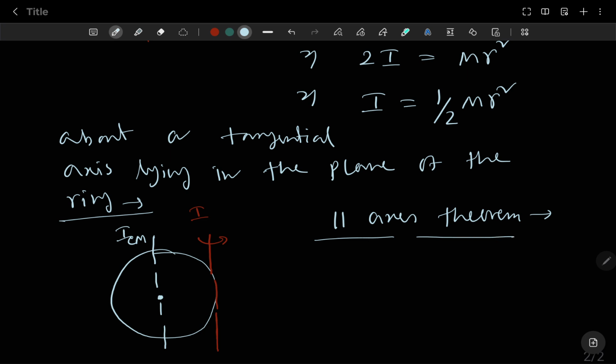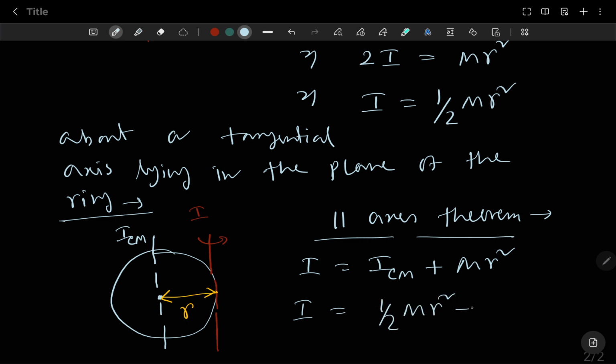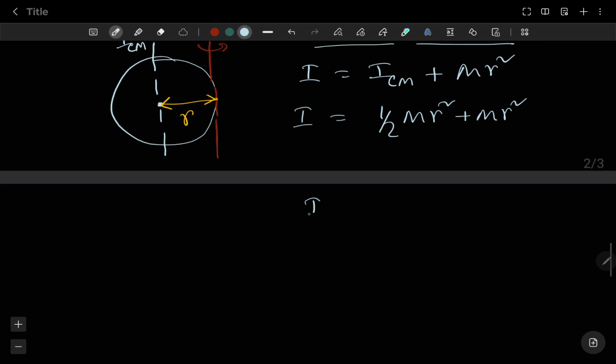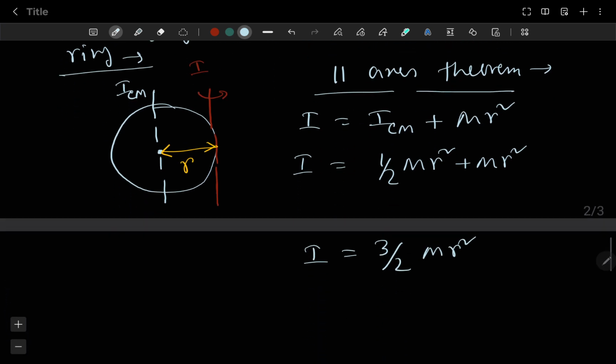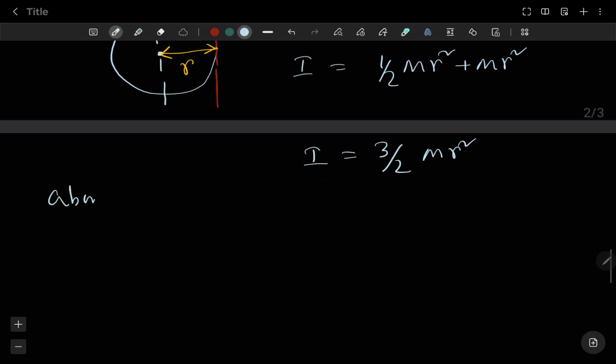So the distance between these two parallel axes is r, right? The radius. So I will be ICM plus mr square. Now ICM you already have half mr square plus mr square. So I will become 3 by 2 mr square. Alright, clear? Now let us calculate about a tangential axis.